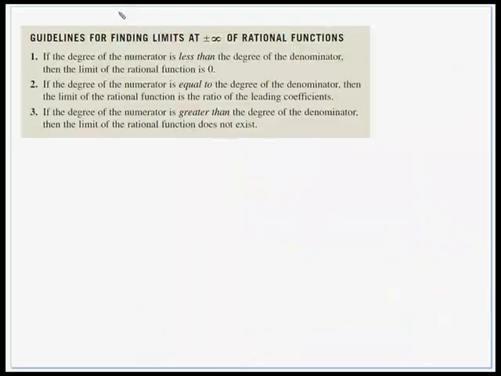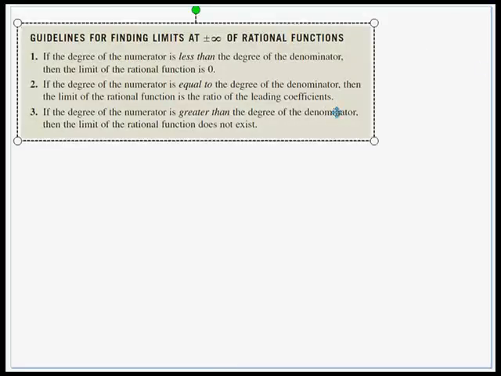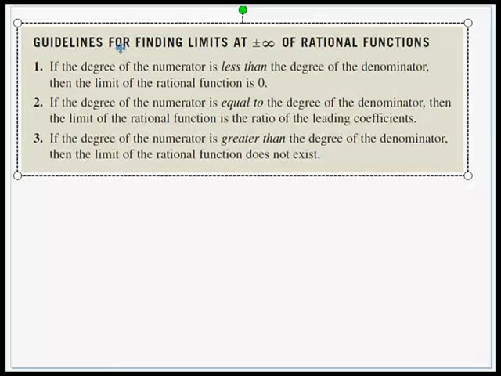And this is summed up here, and your notes are in this box. Guidelines for finding the limits at positive and negative infinity of rational functions. If the numerator's degree is less than the denominator, the limit will be 0. If the degree of the numerator is equal to that of the denominator, then the limit of the rational function will be the ratio of the leading coefficients. And if the numerator's degree is greater than the denominator, the limit of the rational function does not exist.